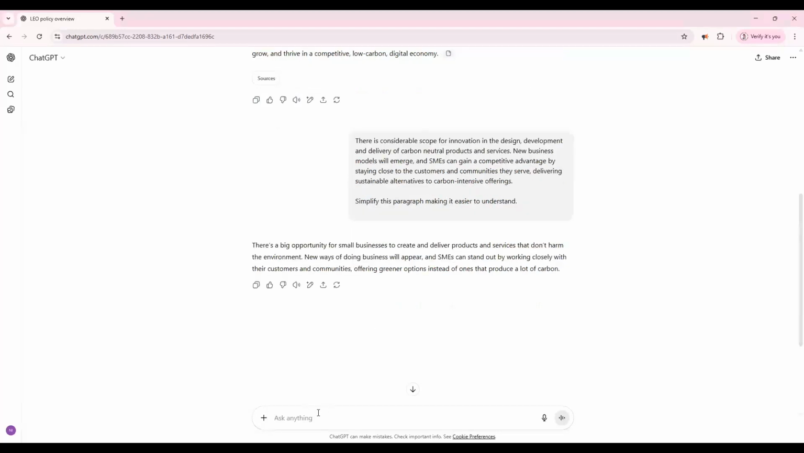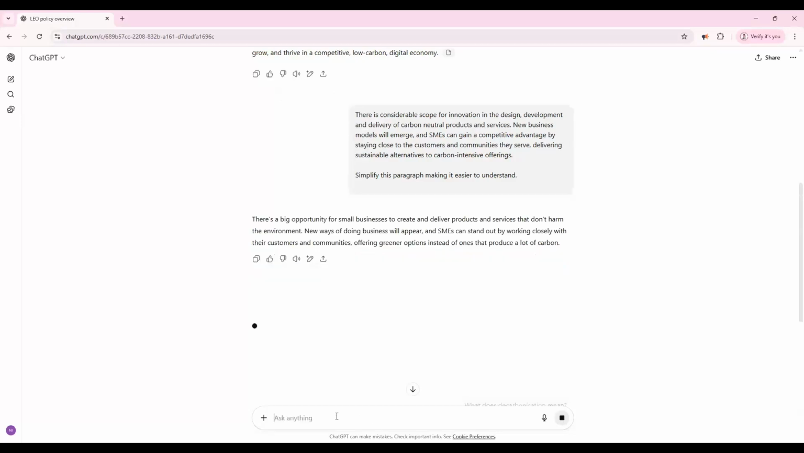So also when you are going through this document, there's bound to be maybe terms that you don't fully understand. So in this particular document, not everybody will understand or be familiar with the term decarbonisation. So if this is the case, we can actually ask ChatGPT what decarbonisation means. So let's use this prompt. What does decarbonisation mean? And let's see what it brings up.